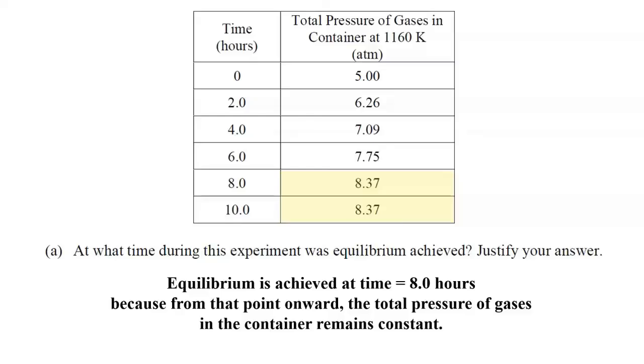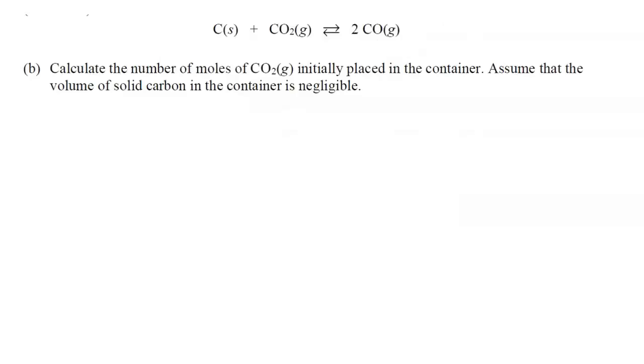Okay, now let's move on to part B of this question. It says, calculate the number of moles of carbon dioxide gas initially placed in the container. Remember, at the beginning of the experiment, there was only solid carbon and carbon dioxide gas in the container. Assume that the volume of solid carbon in the container is negligible.